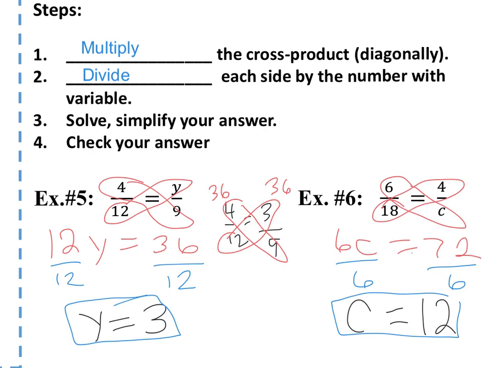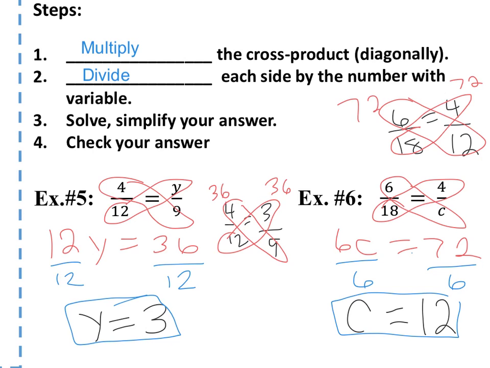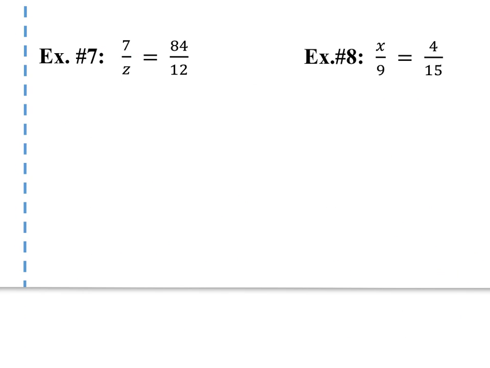So the last part, what we can do is go ahead and check our solution by plugging in the 12 for c. So we have 6 over 18 equals 4 over 12. And when we multiply diagonally, we notice that 18 times 4 is 72. And then we have 6 times 12 is also 72. So they are both equivalent fractions, therefore the proportion is correct, and our answer is equal to 12. Now go ahead and take a couple of minutes and answer example 7 and example 8 on your own.